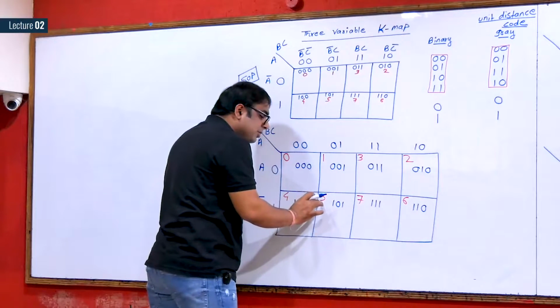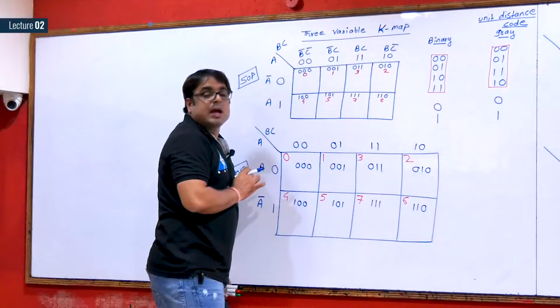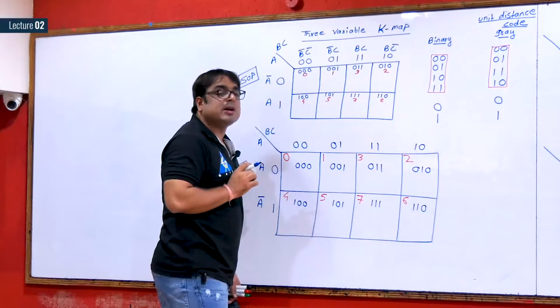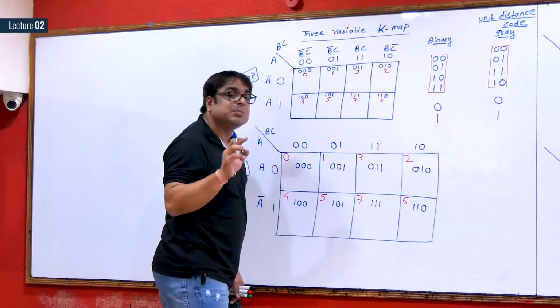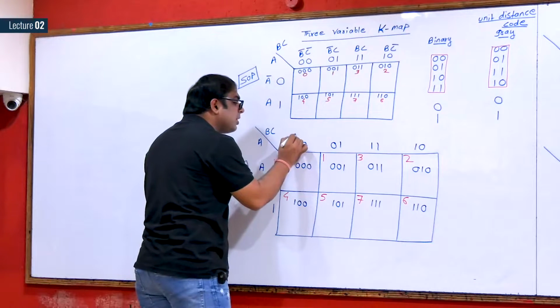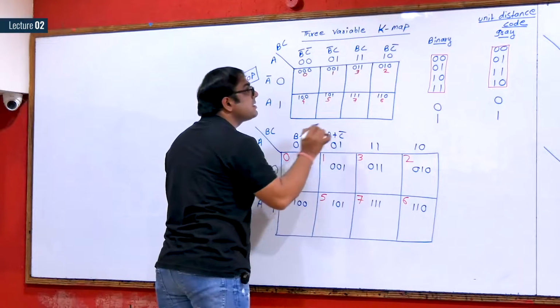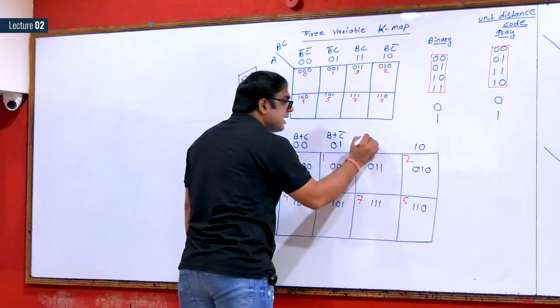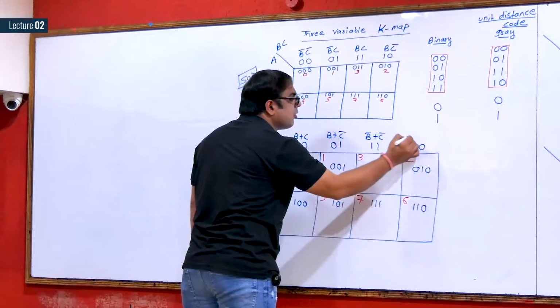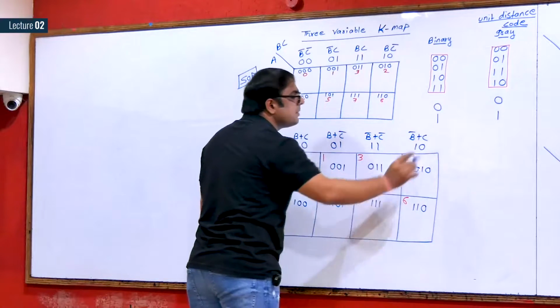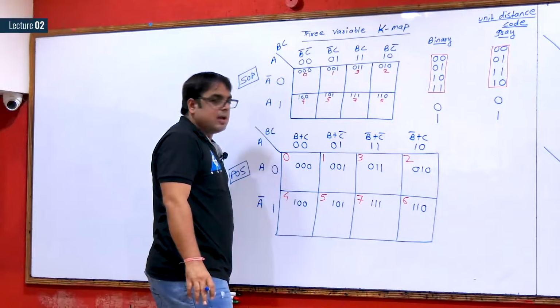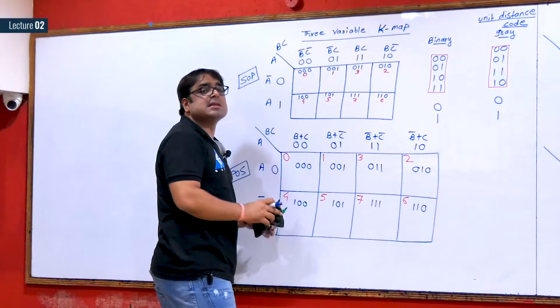Here, this is POS. In POS, what are the individual terms? Individual terms are sum terms. Please see. Sum terms means this is B plus C. This is B plus C complement. This is B complement plus C complement and this is B complement plus C.